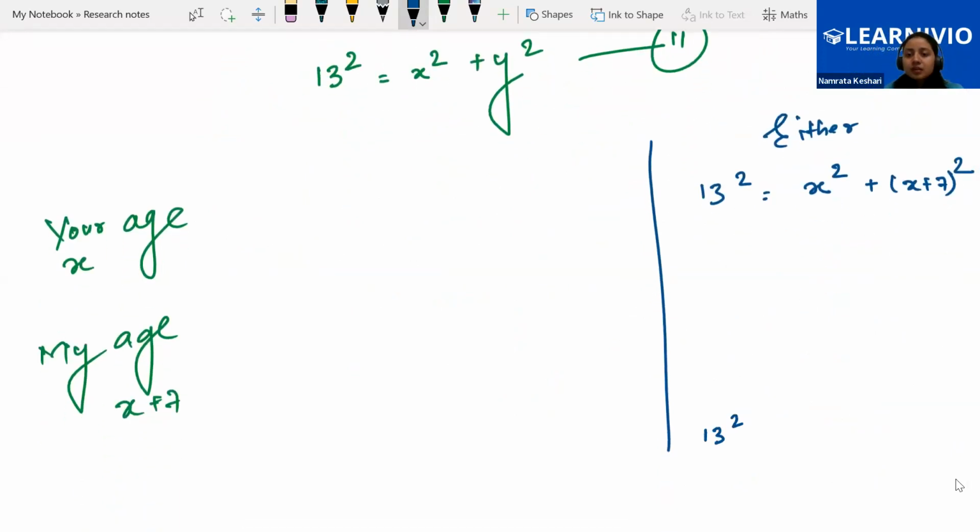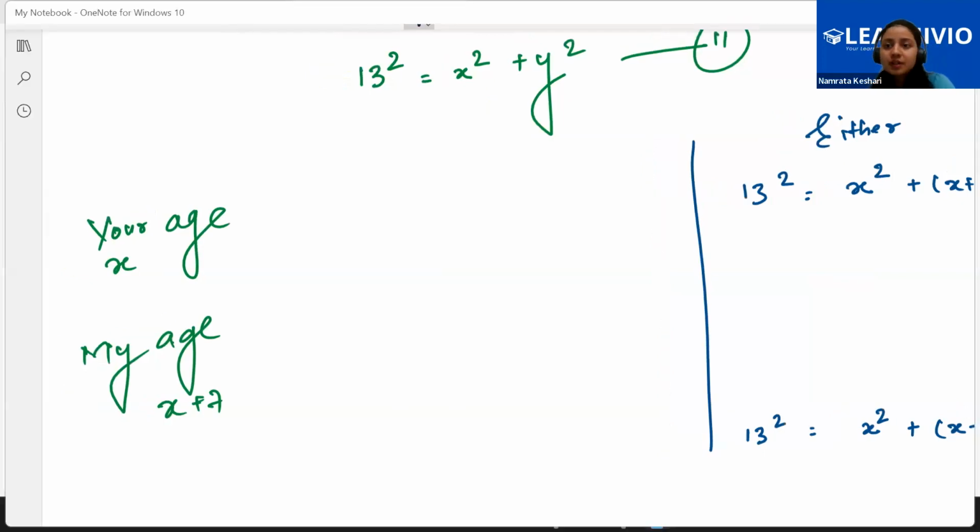13 square. One of them is x, and another is x minus 7 square. Just a moment. My laptop is running out of battery. Let me plug it in.